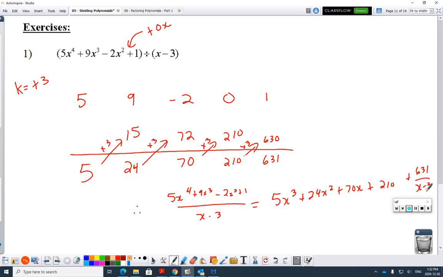What questions do you have about synthetic division? I can hear in the tone of my voice like, oh, it's so easy. I'm not acting like it's easy. I want to know, what do you want me to focus on here, or do you just need to see another one? Question.